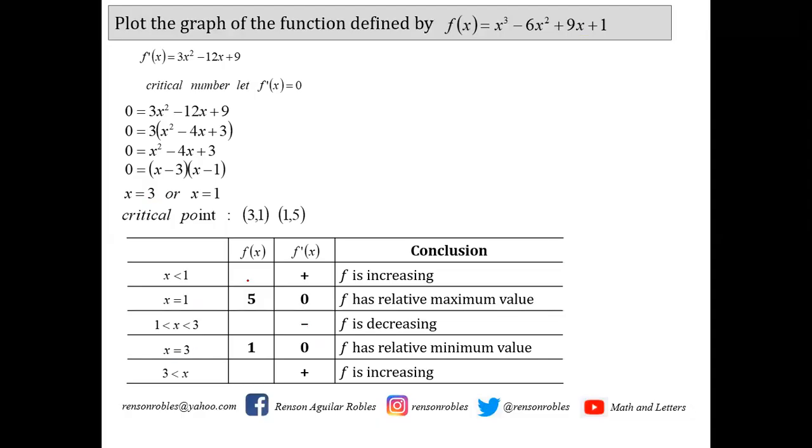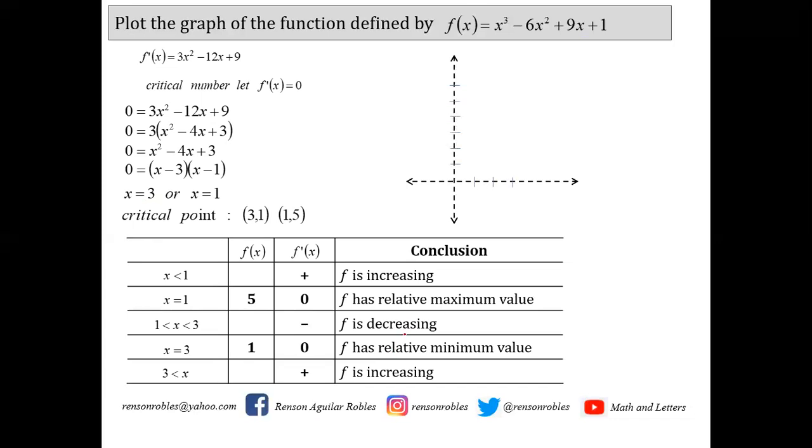And when x equals 3, f of x equals 1, and f prime of x is 0 because it's another critical value. We can now say that f has a relative minimum value because when you choose a number on the left side of 3, f prime of x is less than 0, and when you take a number on the right side of 3, f prime of x is greater than 0. And finally, whenever you take a number greater than 3, f prime of x is positive and f is increasing.